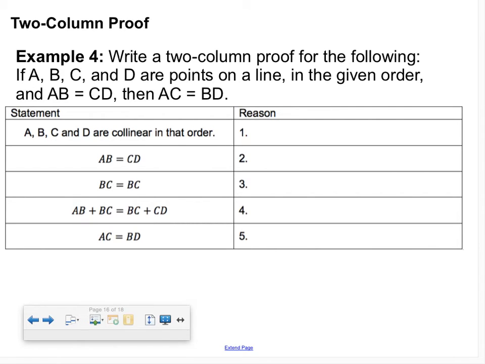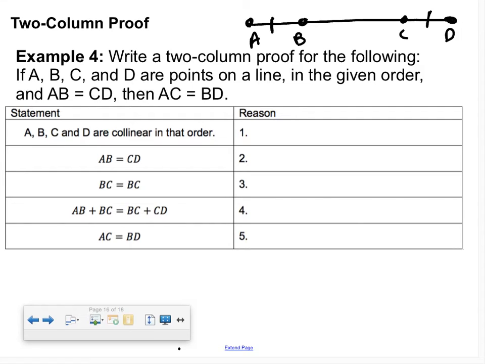Some more two-column proofs. Let's see, two-column proof. If A, B, C, and D are points on a line in the given order, and AB equals CD, then AC equals BD. Now, if there's no picture provided, make sure that you draw one. So they tell us A, B, C, D are points on a line in that order. And they say that AB is equal to CD. Now, they have all the statements worked out for us. We just got to come up with the justifications.